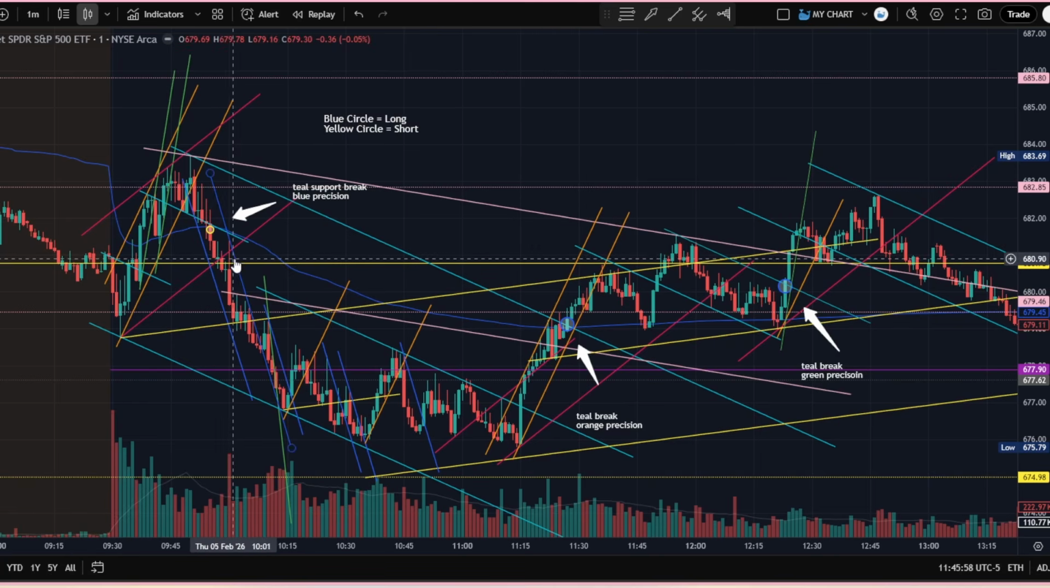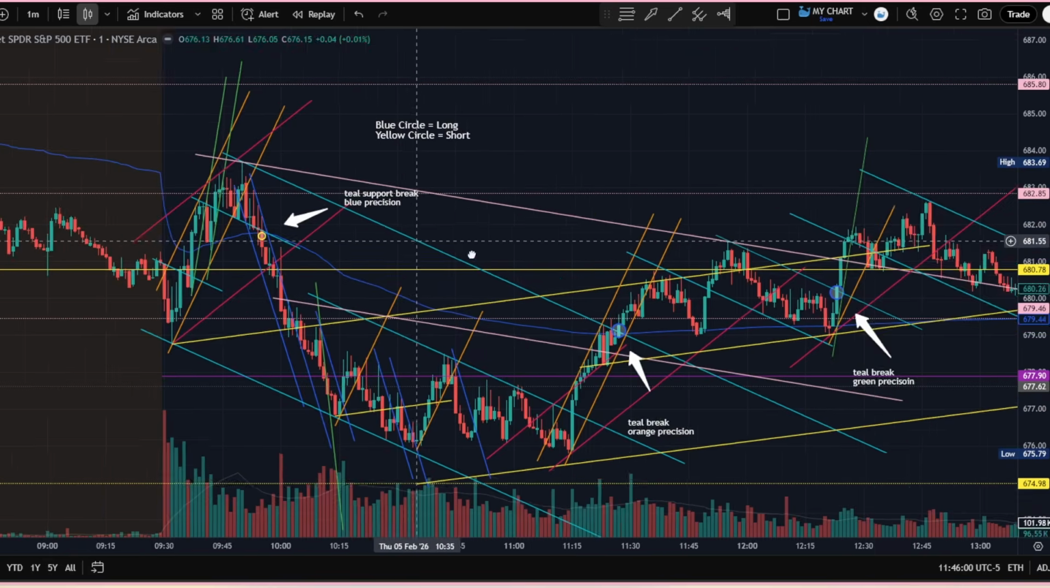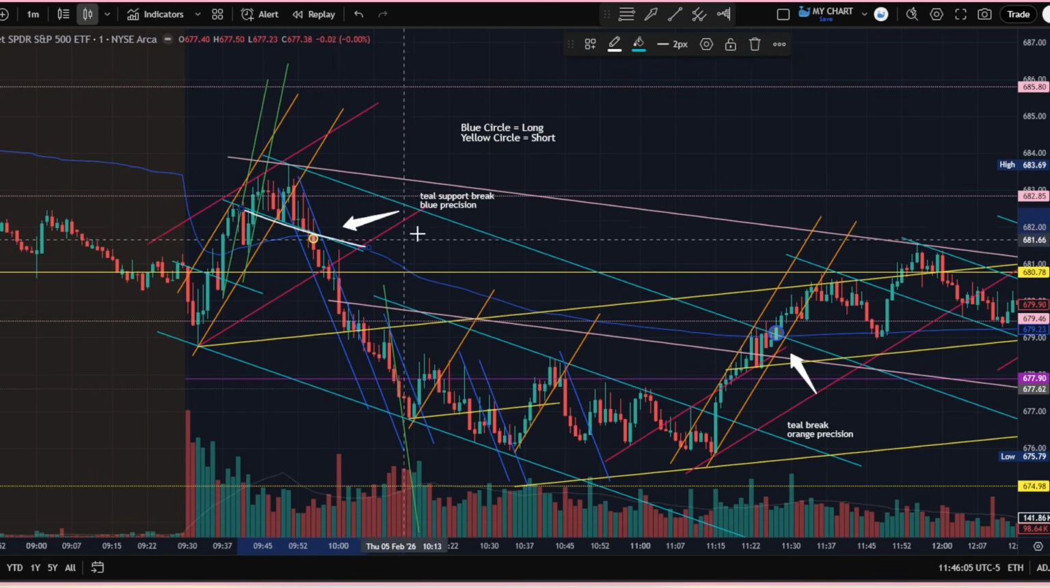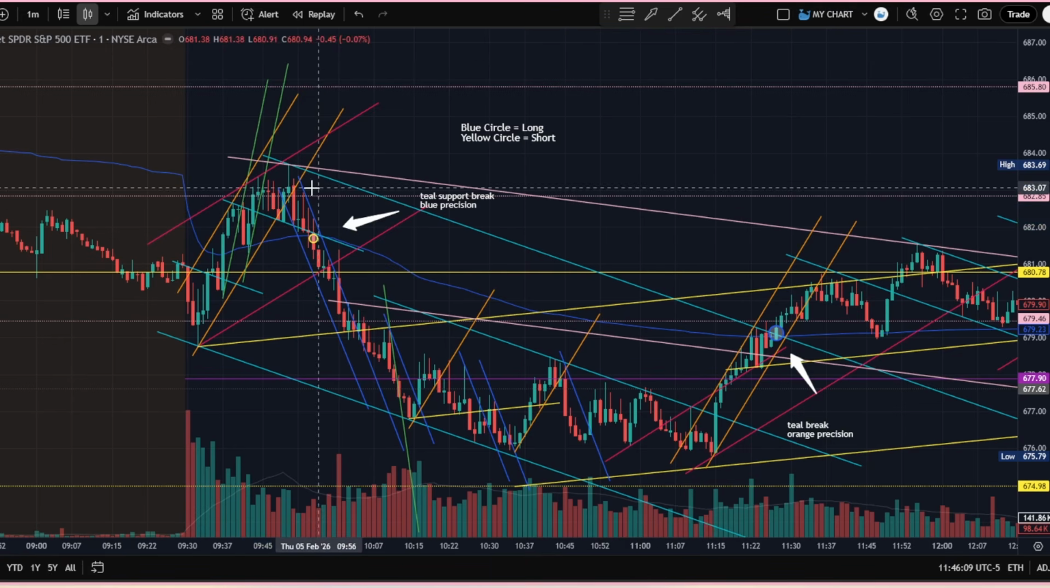This entry, not as easy, but still very possible, right? Because why? We identified this blue precision, guided down to the penny, and you see the teal support break. This is very important, right? This teal breaking tells us the buyers are losing control, the sellers are getting more volatile.